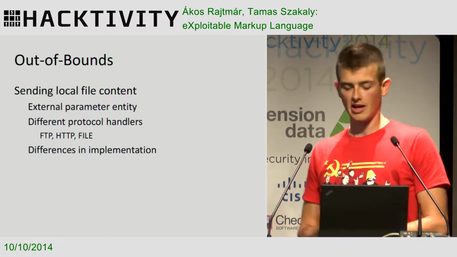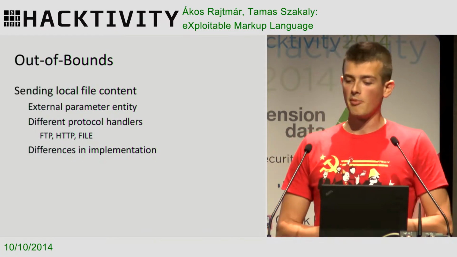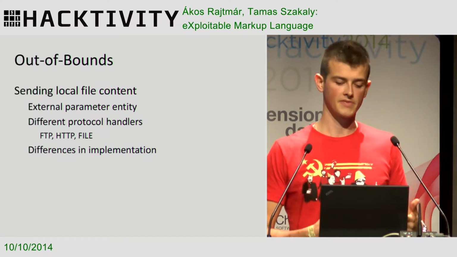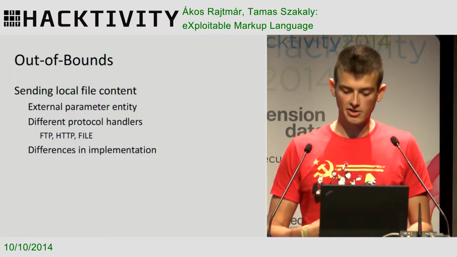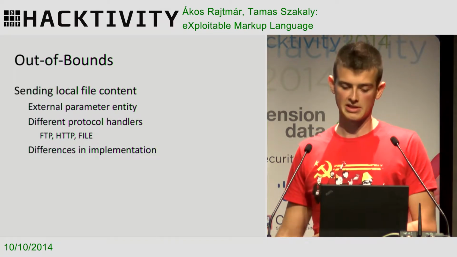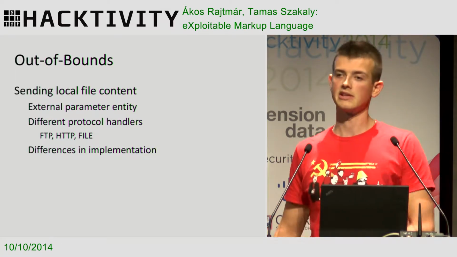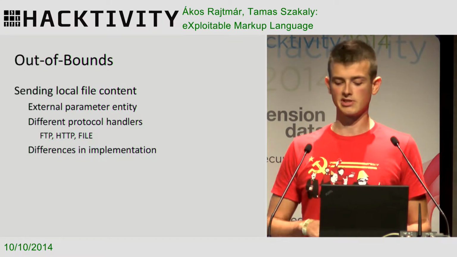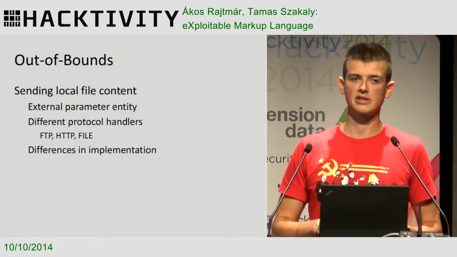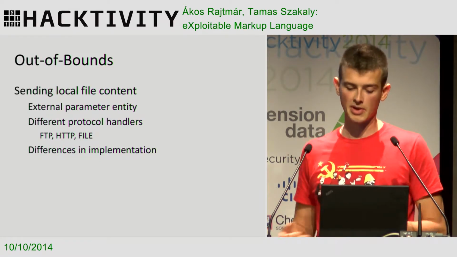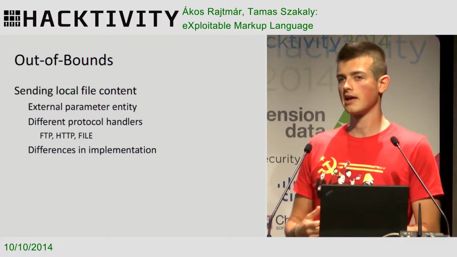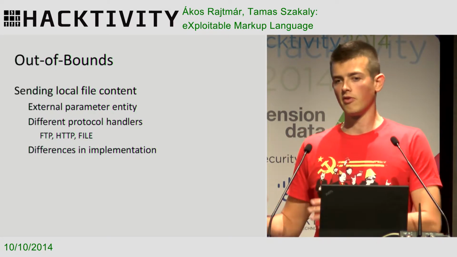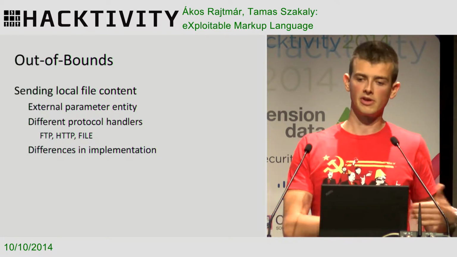The next technique is an out-of-band technique. In this case, we once again read an external file from the local machine, but we'll read a file from the local PC and try to use an external parameter entity to send it to a third party, which can work through multiple protocols that it can handle. It can be FTP, HTTP, or file protocol. All of them may have different implementations.